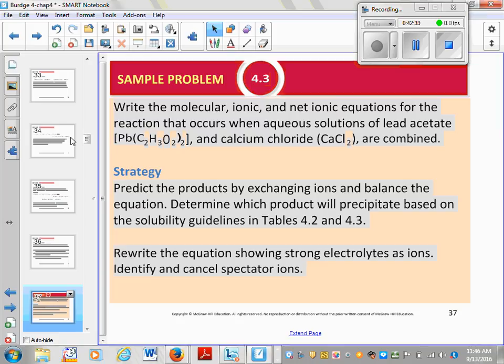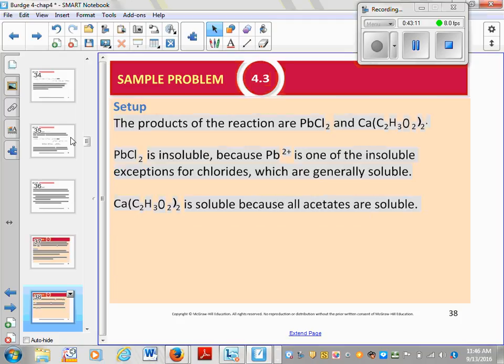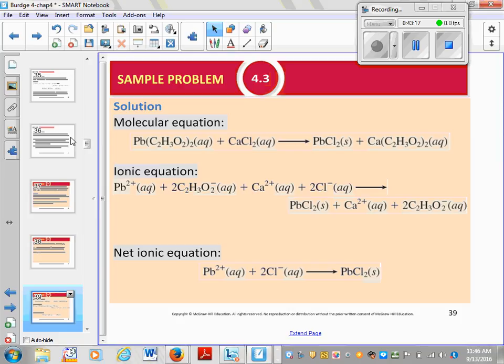Now things that are on both sides, we cross off. Oh, 2C2H3O2 minuses and Ca2 plus. So what are we left with? Pb2 plus aqueous plus 2Cl minus aqueous gives us PbCl2 solid. Questions?